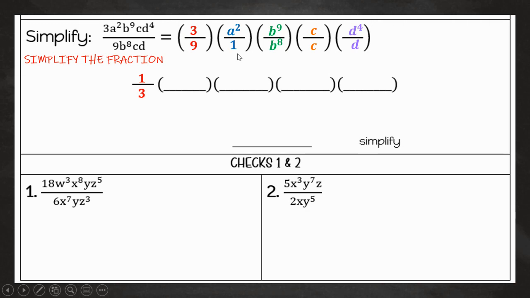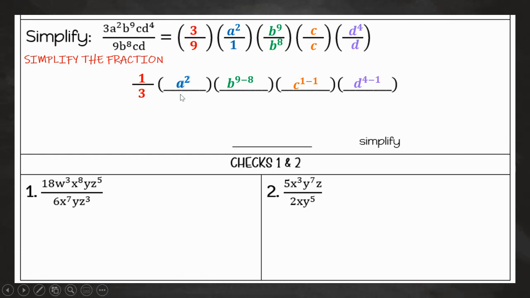Then I have my a squared over 1. Well, there's nothing to be simplified here, okay? I don't have anything in my denominator, and anything divided by 1 is itself, so it's just going to stay a squared. B to the power of 9 divided by b to the 8th is going to be 9 minus 8. Well, 9 minus 8 will be 1, so let's see what we're going to do with that in a second. Our c, well, c divided by c, that should ring a bell. Any number or variable divided by itself is going to be equal to 1. So we'll get to that in a second. And then d to the 4 minus 1, because we're subtracting those exponents.